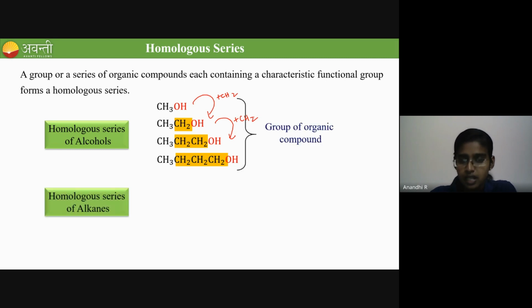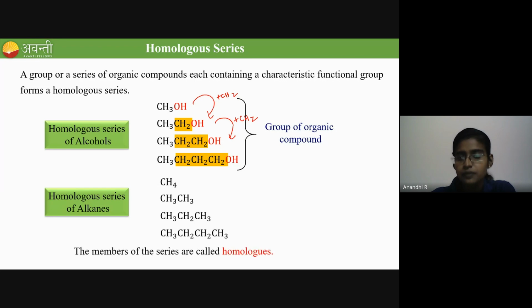And coming to alkanes: methane, ethane, propane, butane. What is the difference again? Again, CH2 is the difference between the two molecules. So they are forming a class of compounds like alcohols, alkanes, alkanals, alkanones, alkanoic acids. Got it? So it is giving rise to a class of compounds. The members of this series are called homologous.